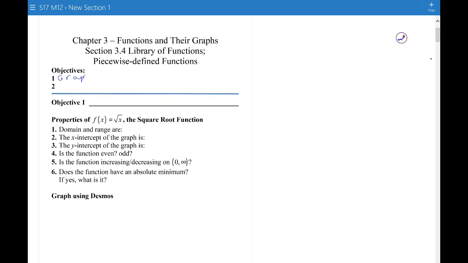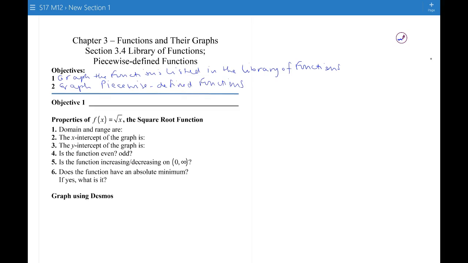So the first objective is going to be to graph the functions listed in the library of functions. Some people call these parent graphs. And then the second objective is going to be to graph piecewise defined functions. Okay, so objective 1 is going to be to graph functions.